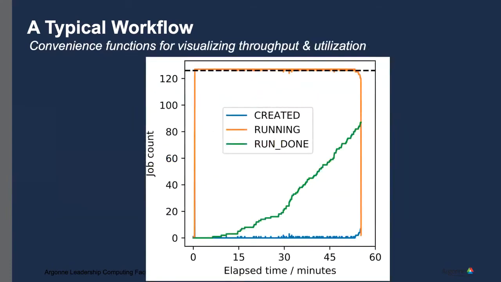We also have convenience functions for visualizing things like throughput. So in this chart, we've created a plot of the number of tasks that are running at any given time. This is shown by the orange curve, and this is a good way to check the utilization of your job, and that you're actually running something on each compute node for as long as the Balsam job is running. And then here the green curve shows our throughput as the number of finished tasks over time.